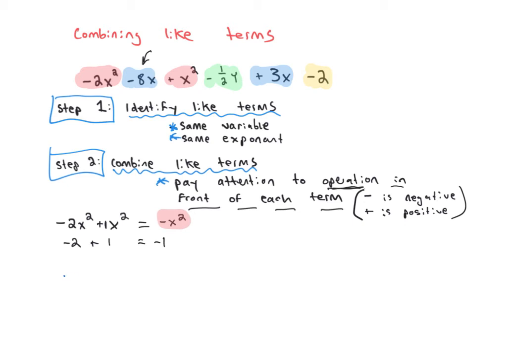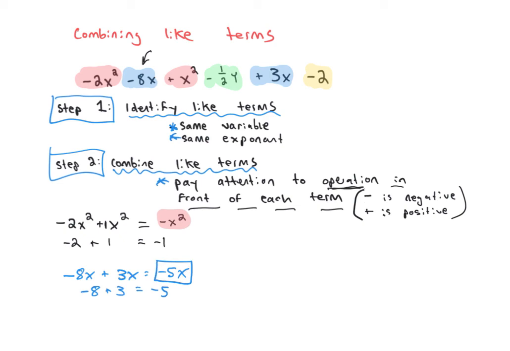Let's move on to our x terms. I have a negative 8x plus 3x. Again, what I'm really combining here are the coefficients. So I'm really just looking at, well, I have negative 8 of these things, and then I'm adding 3 more of these things. So I actually have negative 5 x's. So my answer is negative 5x. Square that off. All right.